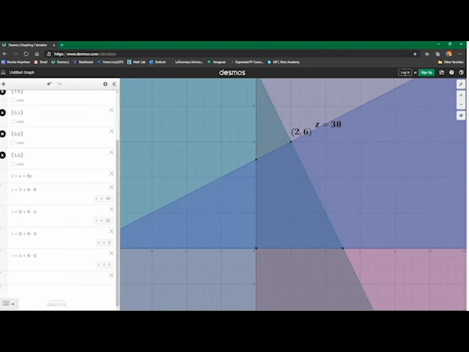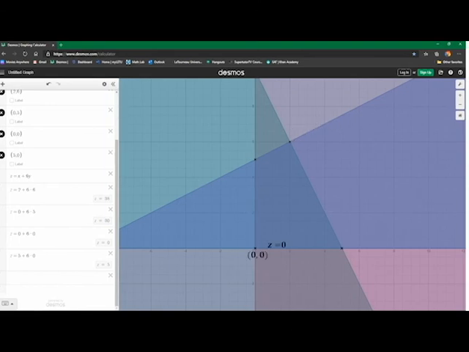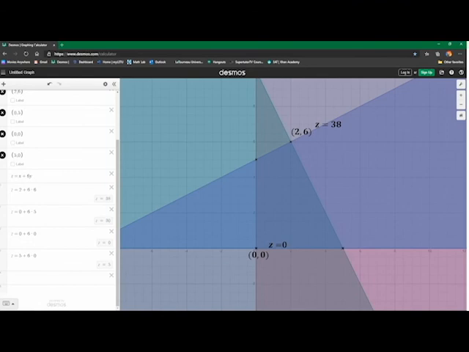Our maximum value for x and y occurred at point 2, 6, in which we got z equals 38. Our minimum value for x and y occurred at point 0, 0, or the origin, where we got z equals 0. Therefore, our maximum point for x and y is 2, 6, and our minimum point is at 0, 0.